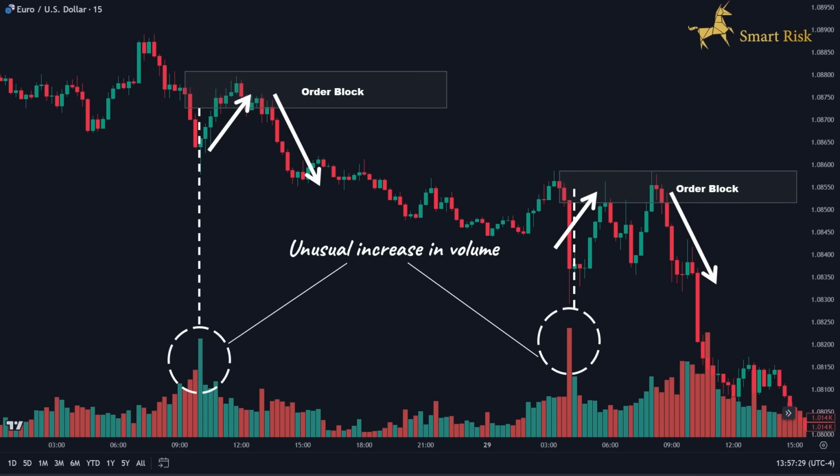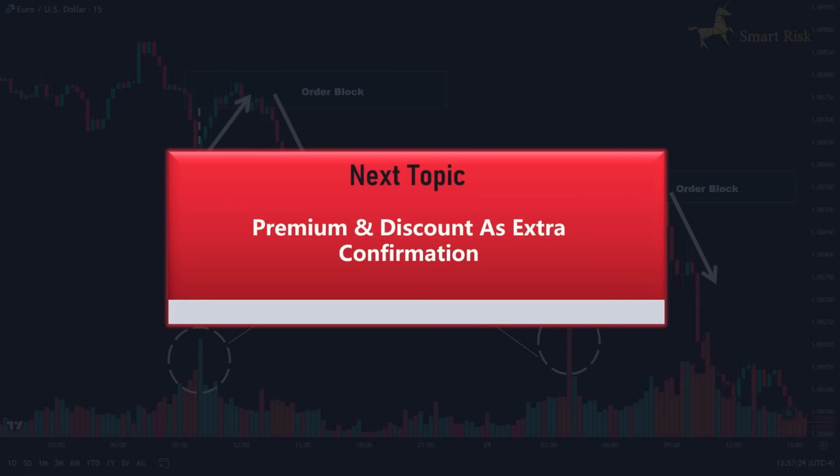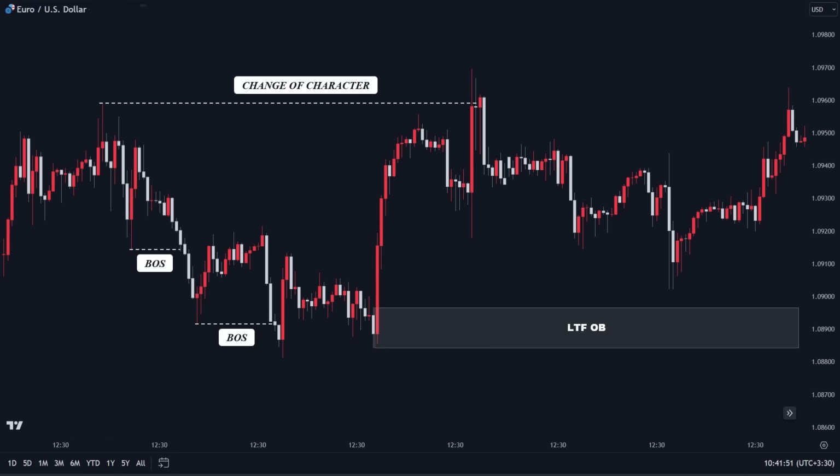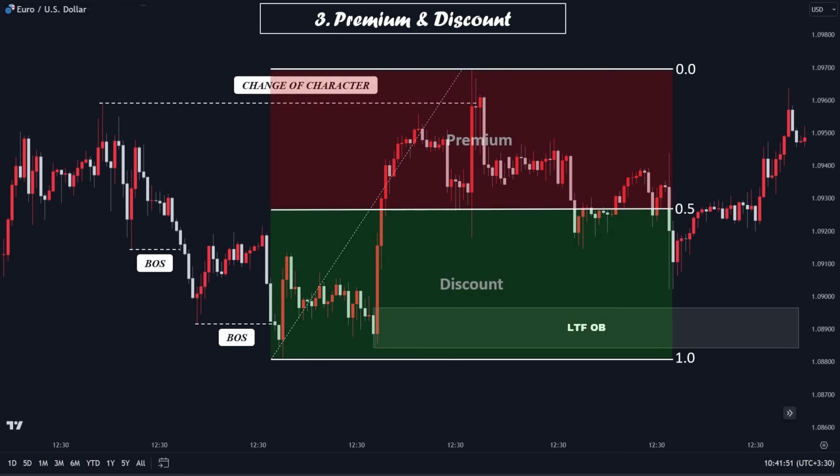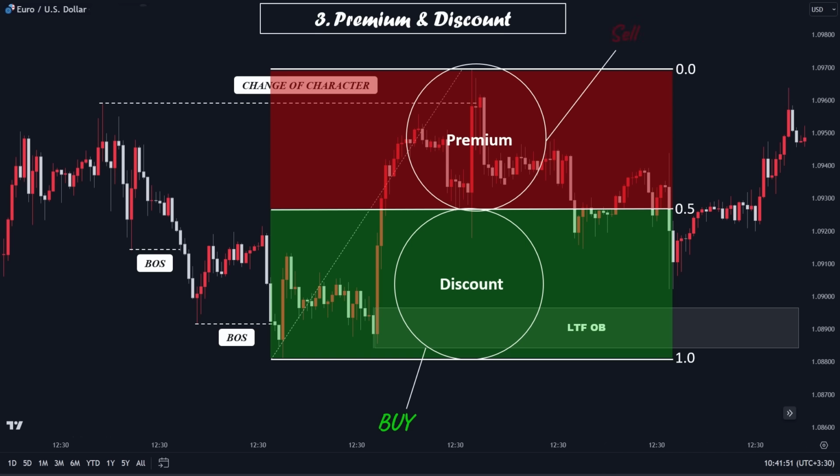Now let's dive into the next confirmation method, premium and discount areas. If you want to execute trades with the highest possible probability of success, using premium and discount areas to filter out risky entries can significantly increase your win rate. Generally, for a high-probability trade, it's better to buy in the discount area and sell in the premium area.